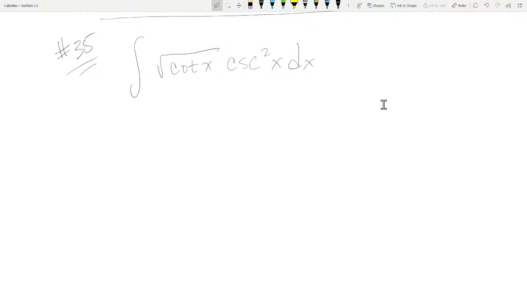Look at that integral. This one's just a design. The design here is to remind you about your cotangents and cosecants, those relationships, and in particular that the derivative of cotangent is minus cosecant squared x.